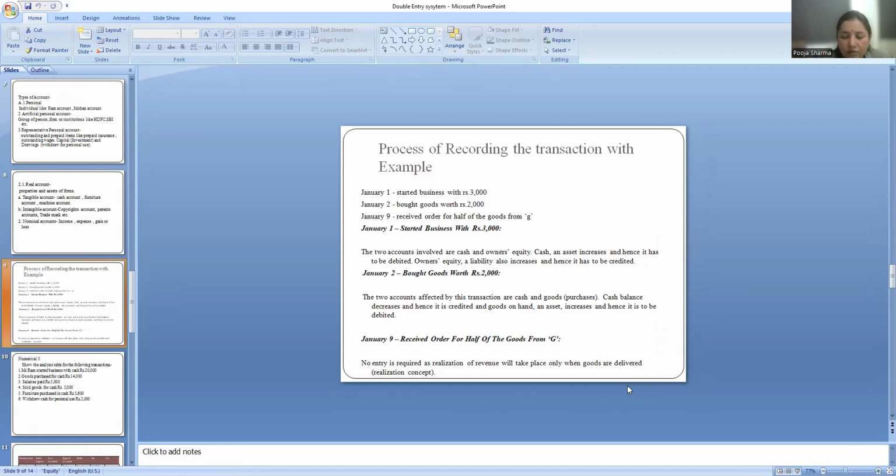For the transaction purpose, as I have already told you, a transaction means there should be give and take activity and there should be monetary involvement. So there is no transaction because the order is only received. Only if the goods are transferred or the payment has been received can we write it in the books, otherwise we cannot.